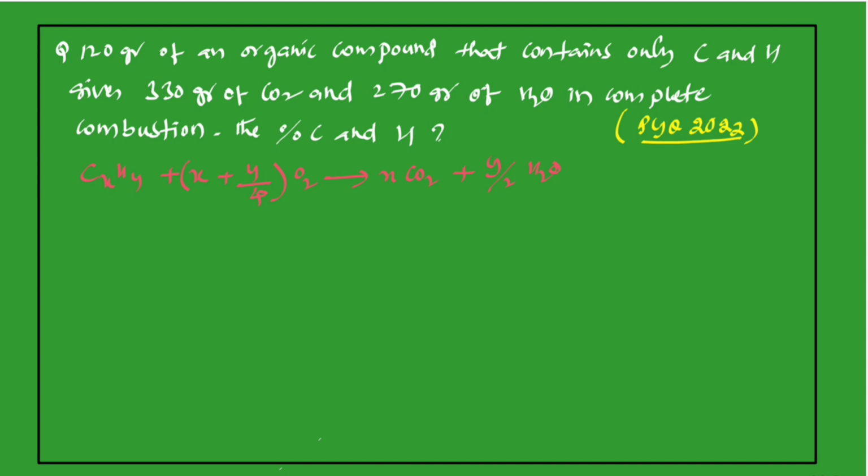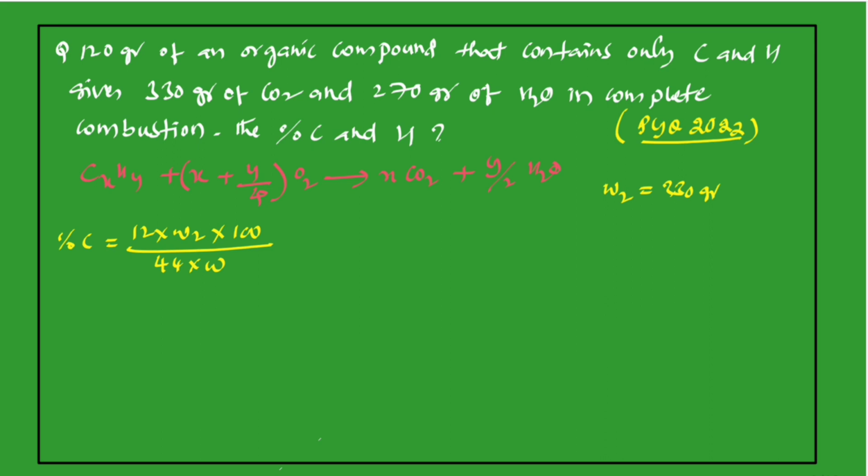See, the complete combustion reaction is CxHy plus (x plus y by 4) O2 gives x CO2 plus y by 2 H2O. So, what is our required principle to calculate the percentage of carbon? Percentage of carbon in the organic compound is 12 into weight of CO2 into 100 by 44 into W. Here the weight of CO2, W2, is given. How much is given? It is 330 grams.